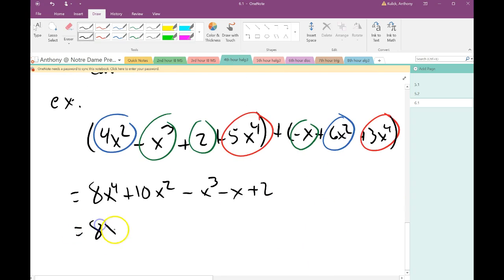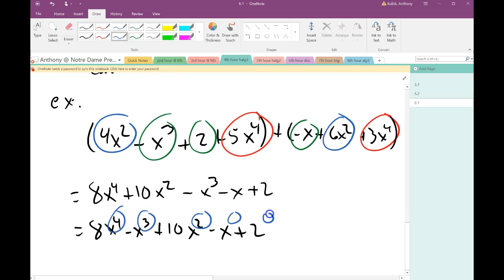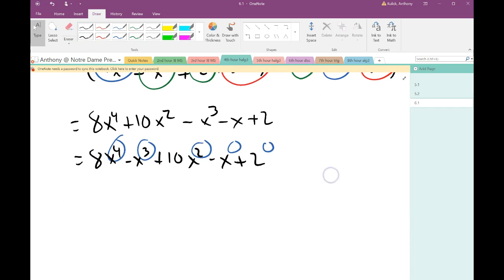Then typically we like to write this in what's called standard form, where we write the terms in descending order. So I have degree 4, then degree 3, then degree 2, then degree 1, then degree 0. And that's it. Let's do another one.